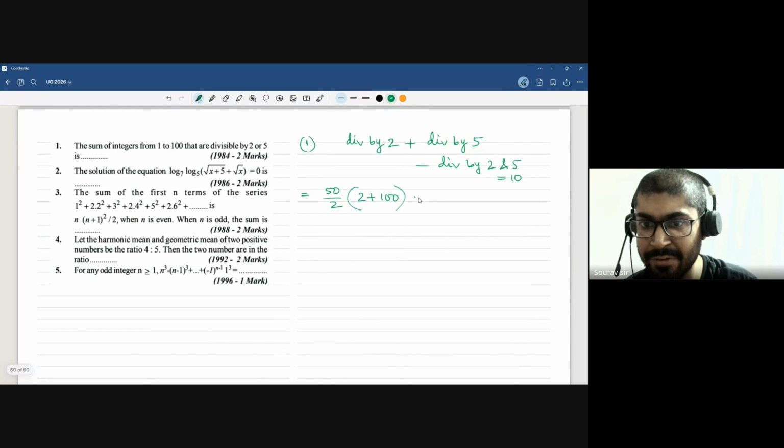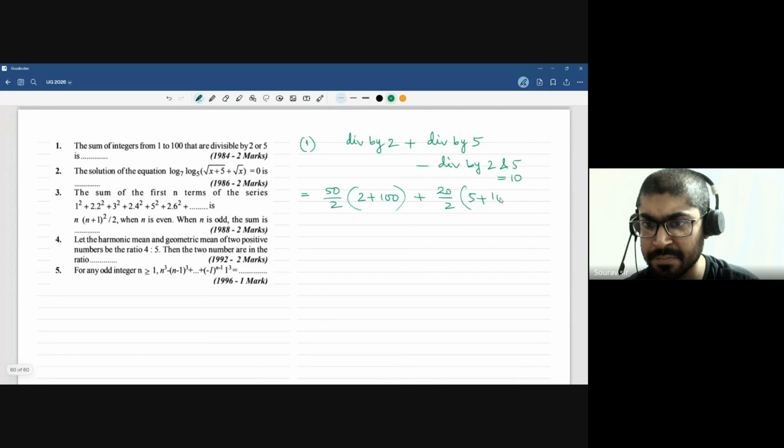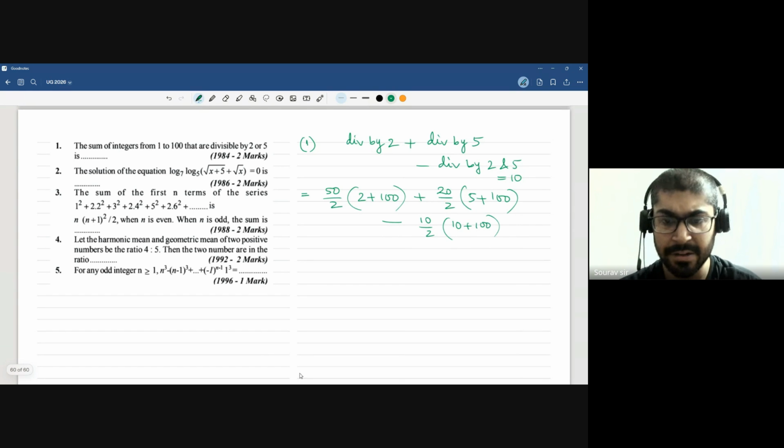So for 5 we will have how many? 20. So 20 by 2 into 5 plus, what is the last one? The last one is again 100, right? And then you will subtract. There will be 10 here. So that will be 10 plus 100. So these will get subtracted. Did I do this correctly?